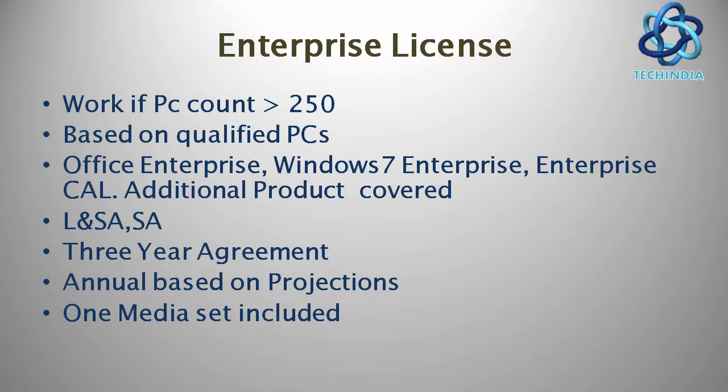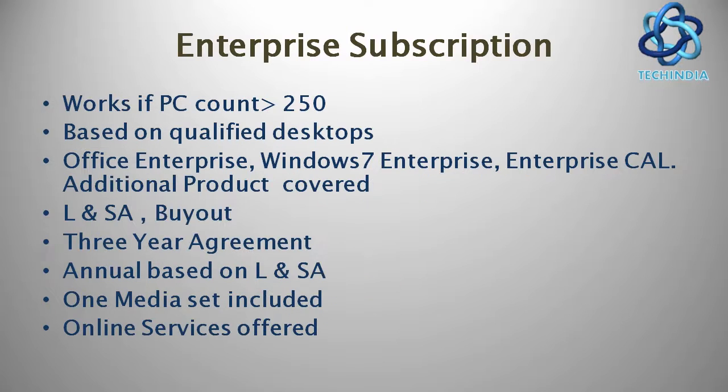So here also Office Enterprise, Windows 7 Enterprise, Enterprise CAL, additional products will be covered in this license also. Here you should purchase license and software assurance, or you should purchase only software assurance. A 3-year agreement will be there, annual based on projection. One media set is included. Similarly, they will provide one media.